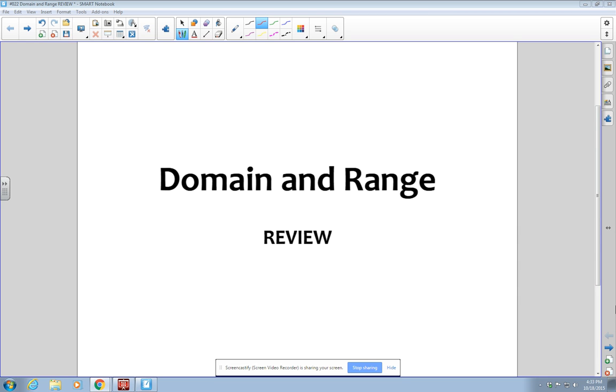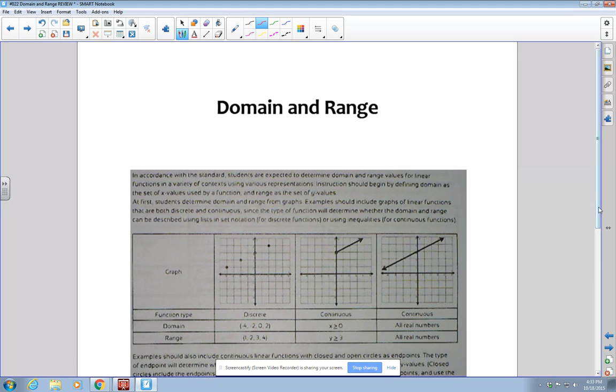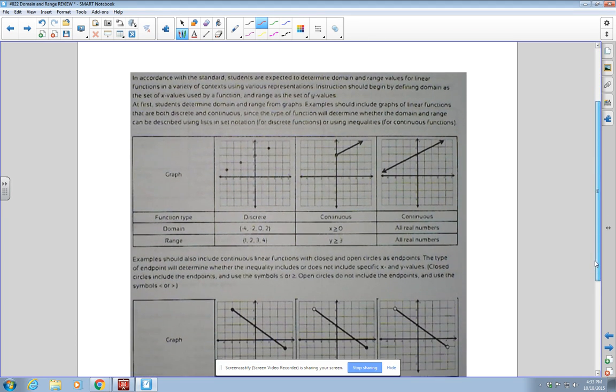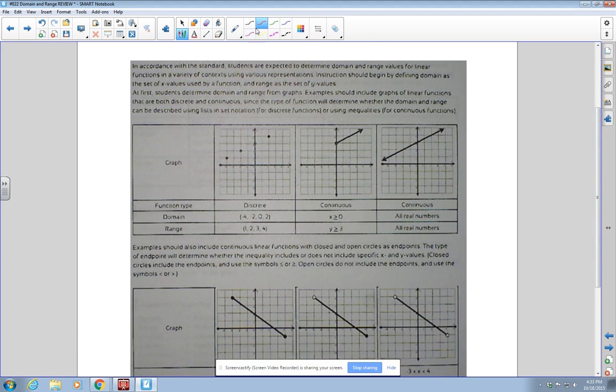Domain and range review. We've gone over domain and range before. We just want to make sure that we clarify some missing information that we have probably overlooked. So for example, let's look at the first one. We're looking at a discrete function, and remember we did discrete in our first unit. And discrete just simply means disconnected. The points will not be connected.